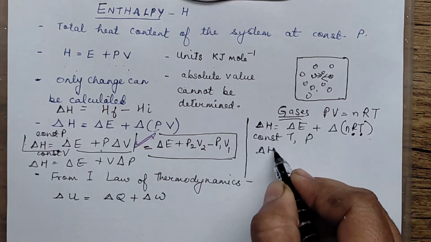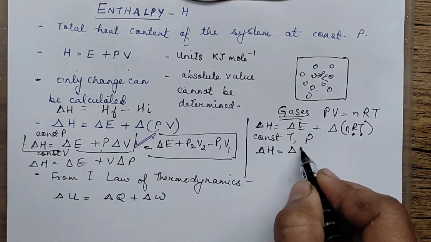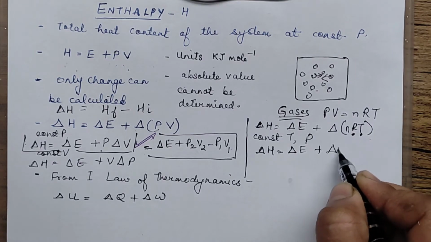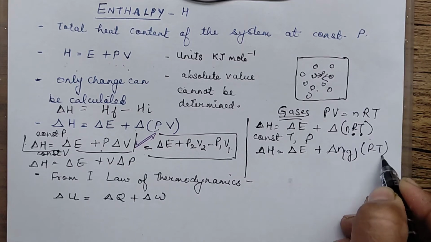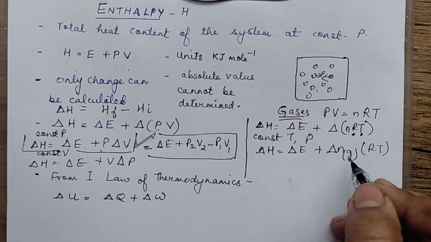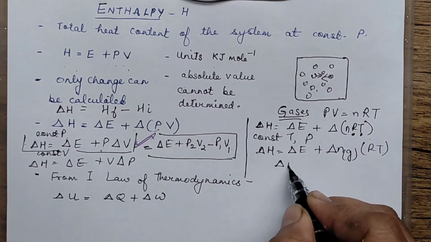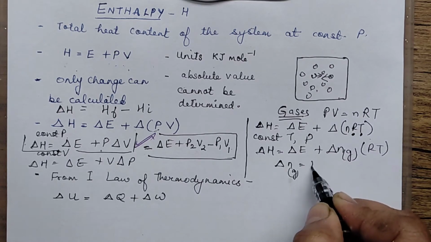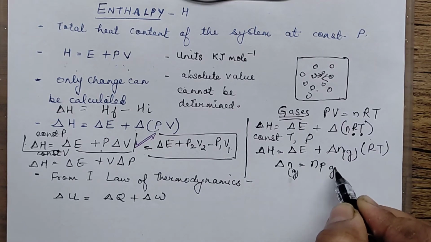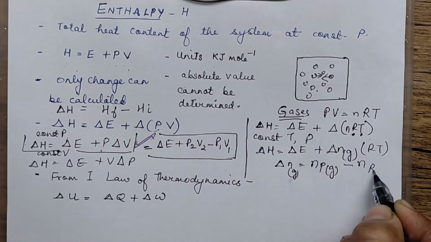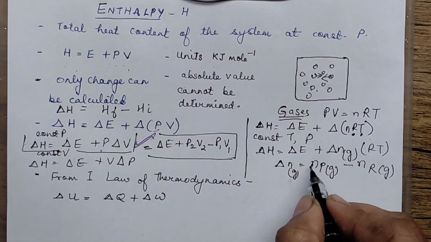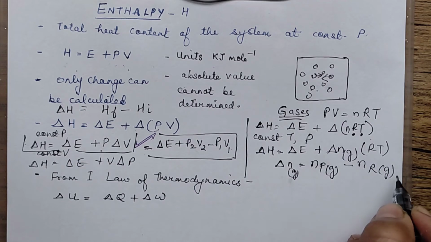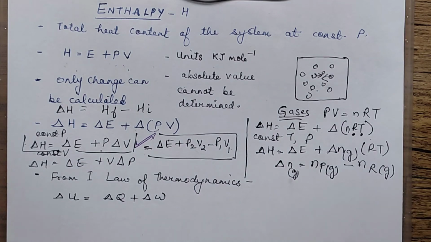So we can just modify the same formula as delta H is equal to delta E plus delta n_g RT. Now what is this delta n_g? Delta n_g is equal to the number of moles of gaseous products minus the number of moles of gaseous reactants. We always consider products and reactants that are gases. So this is the formula we will be using for delta H and delta E.